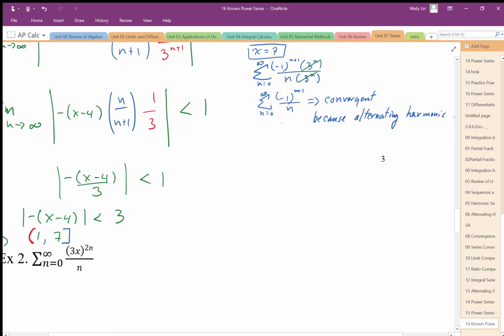So there it is. Now to finish off, I'm just going to state my interval of convergence. My interval of convergence is going to be from 1 to 7. It's a half open interval, so it includes 7, doesn't include 1.